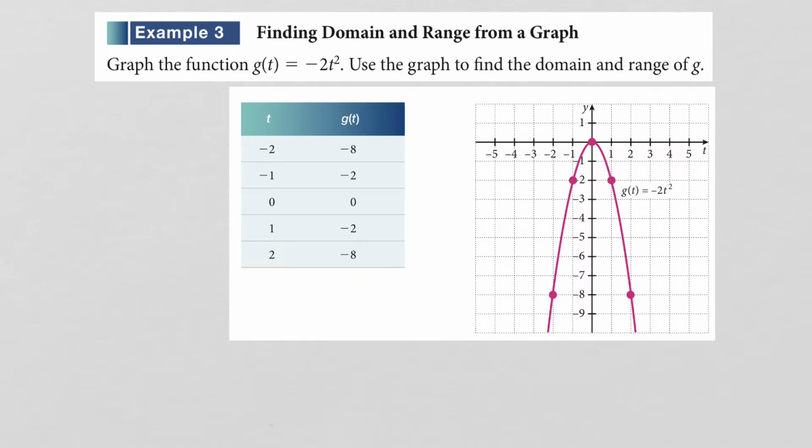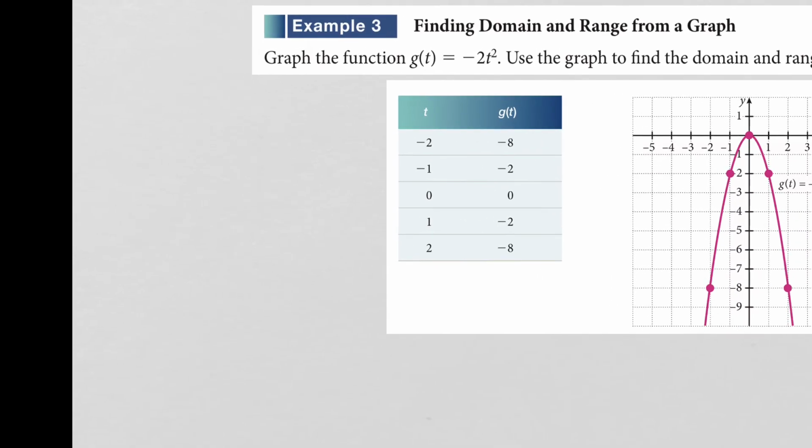So this next example is very similar. We want to graph the function g of t equals -2t squared. And again, I got this table from the book here. You can see that they have chosen these 5 values for t, and they get these 5 values for g of t. Now, let's just make sure that we understand where those values are coming from.